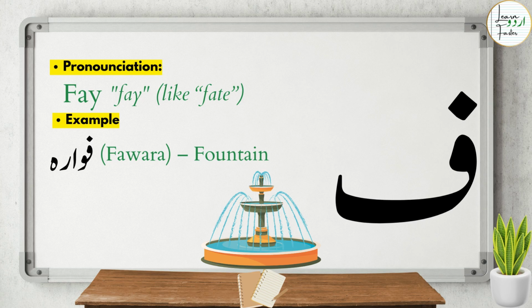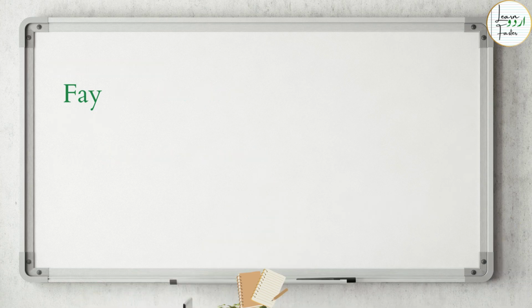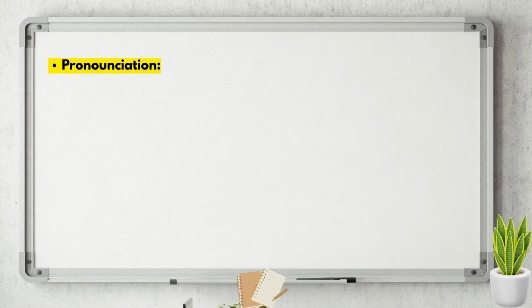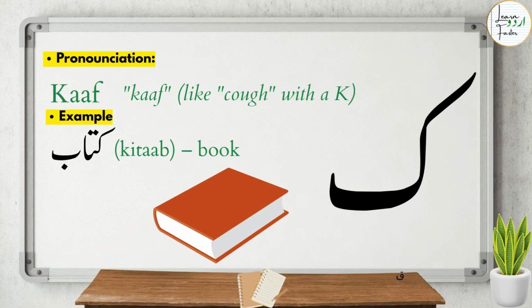Move to the next, calf. Repeat after me, calf. It's a deep Q sound. The word is Kaleen, carpet. The next alphabet is calf, like cuff with K by stretching a little more, calf.